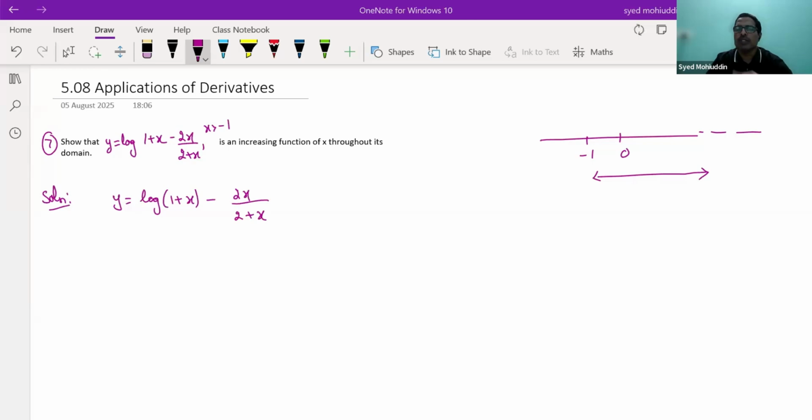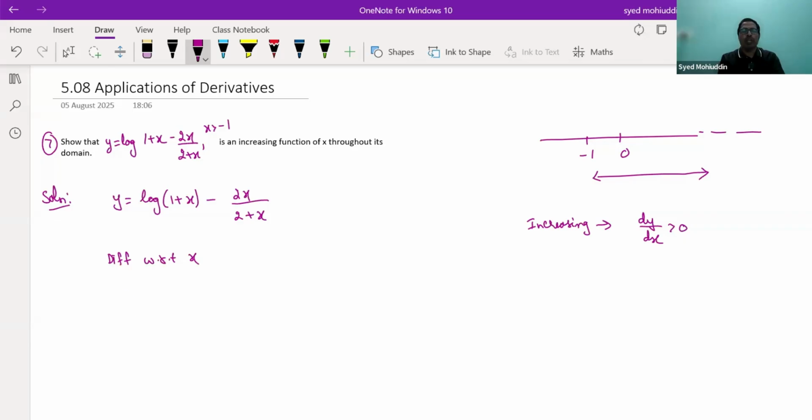You have to find out the value of dy by dx. You have to differentiate this one. This particular value dy by dx should be greater than 0. It should be a positive value. For an increasing function, it should be a positive value for this particular value of x. So we'll try to differentiate this one with respect to x.